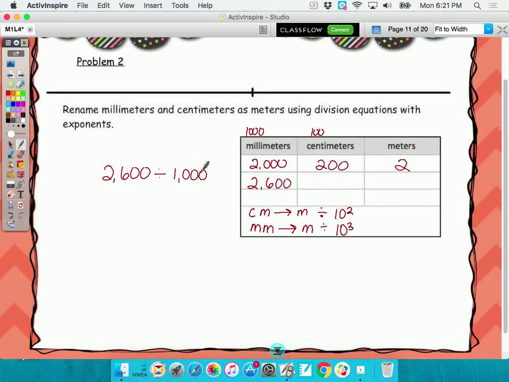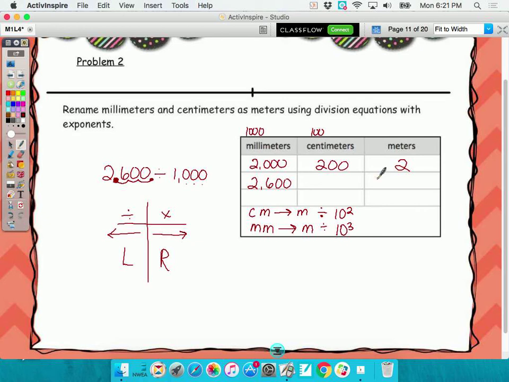Can I use the zero trick? No, I can't, because I don't have enough zeros on 2,600. So what trick will I use? Decimal trick. I'm dividing by 1,000. Where does my decimal start out? The end of the number. And how many place values will I move it? 3. I'm going to make that one bigger so I know where my decimal goes.